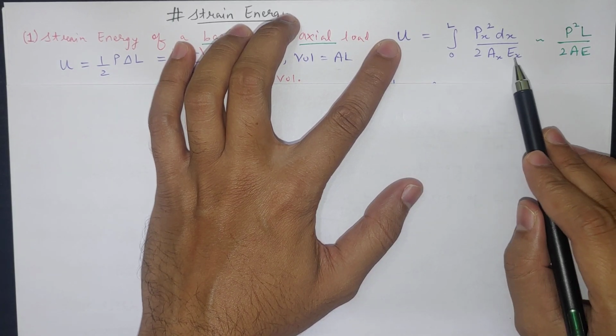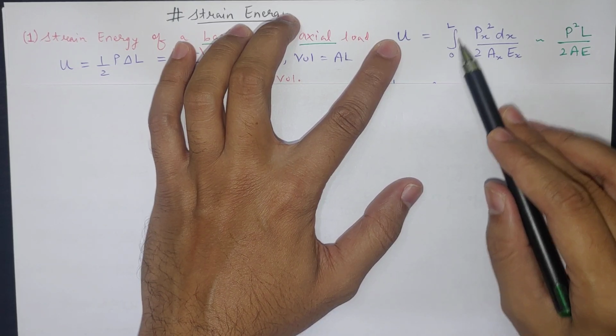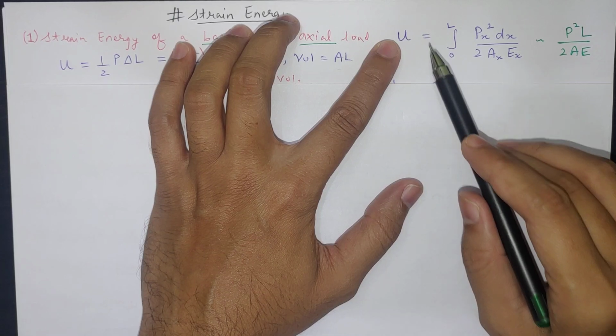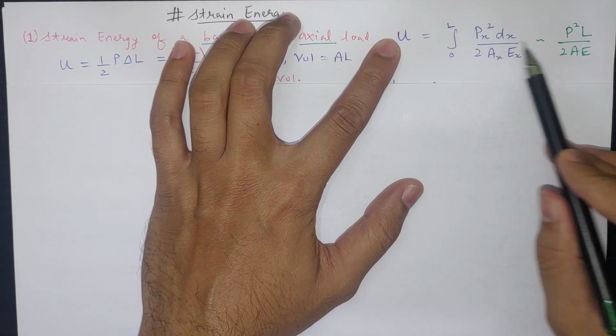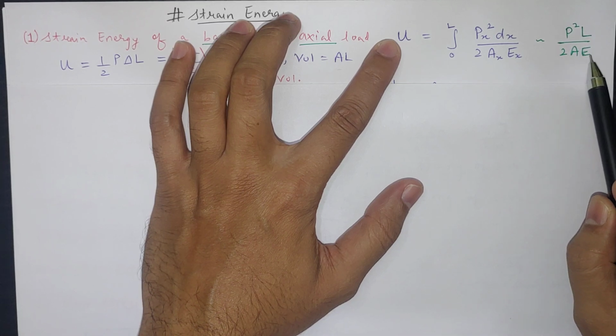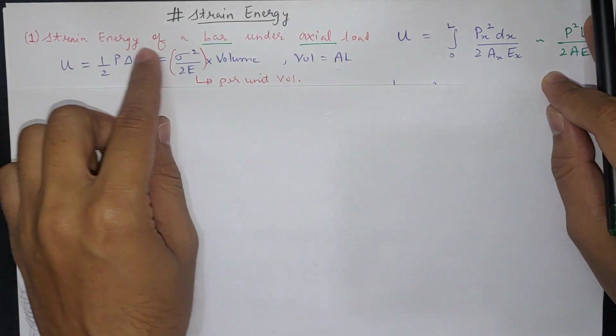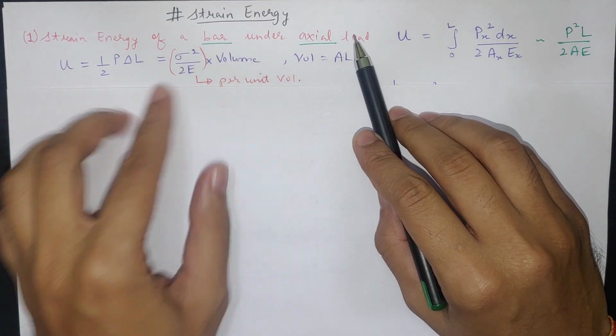So here area, E and P all are varying with respect to x. So we have to integrate it from 0 to L, since they are functions of x. But if they are constant with the length, then we can simply write U is equal to P square L by 2AE. Here P is the load, L is the length, A is the area and E is Young's modulus. So this is how we calculate strain energy of a bar under axial load.